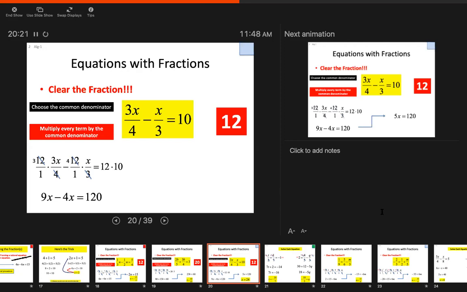3x over 4 minus x over 3? If you don't do this method, you have to make common denominators. You have to turn that 4 into a 12, the 3 into 12, and the 10 into something over 12. You're going to be messing with 12 regardless. Why not do it the easy way? Clear the fraction. You can almost do this in your head.